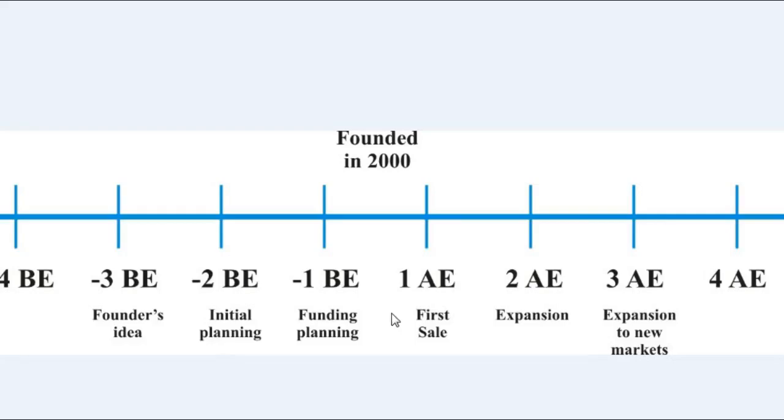And then, events after establishment AE. First sale, 1 AE means 1 year after establishment. Expansion, 2 AE means 2 years after establishment. Expansion to the new markets, 3 AE means 3 years after establishment. Like the BC and AD timeline, this system centers around a key reference point, the company's founding, with events occurring before and after it.